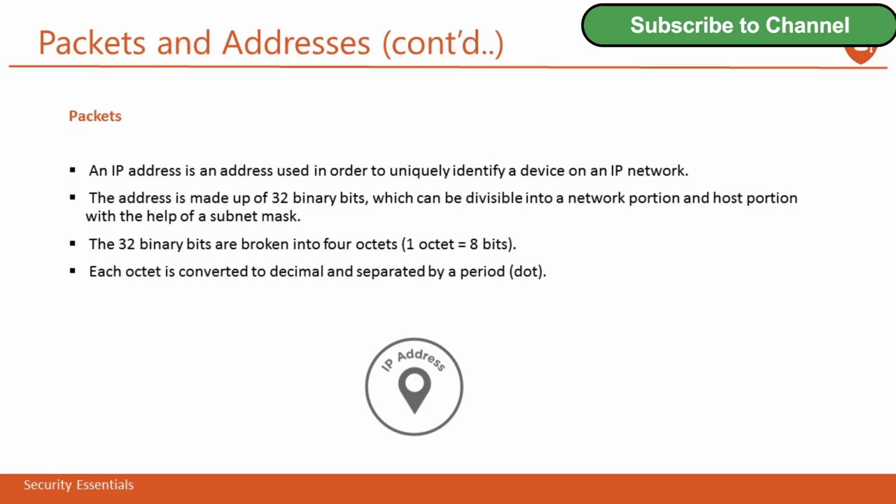So just check out whether you're using a 32-bit number or a 128-bit number so you can know what your network is using. Remember, 32-bit number addresses are IPv4 and 128-bit address numbers are IPv6.